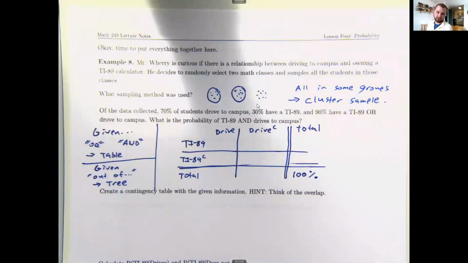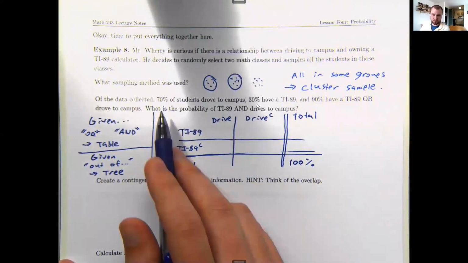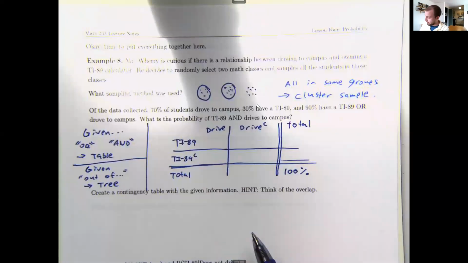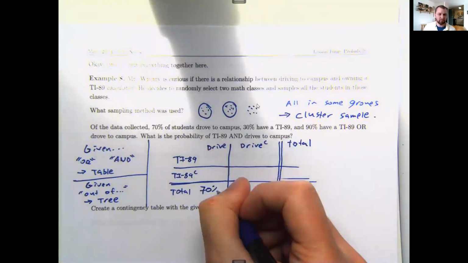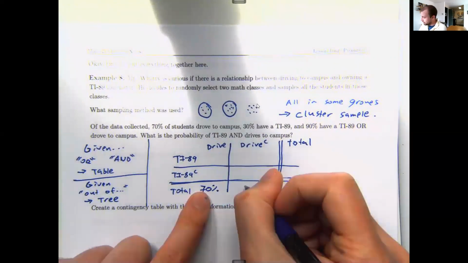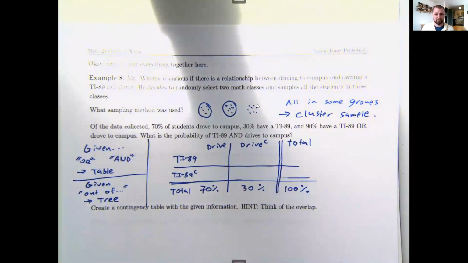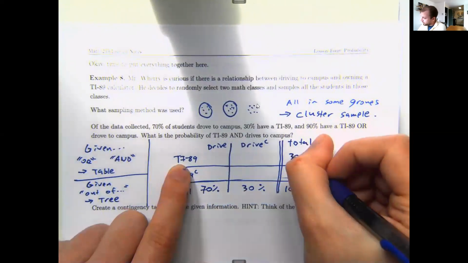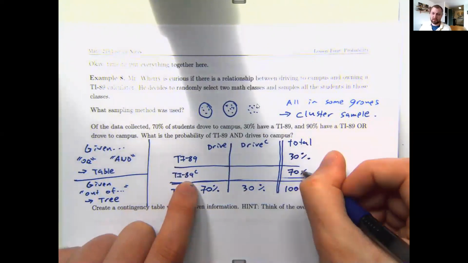Assuming you tried that out, let's fill in some numbers together. 70% drove to campus. So for the total for drive, I'm putting in 70%. If 70% drive, then that tells me the remaining 30% did not drive. 30% had a TI-89. So that must mean the rest, 70%, did not have a TI-89.